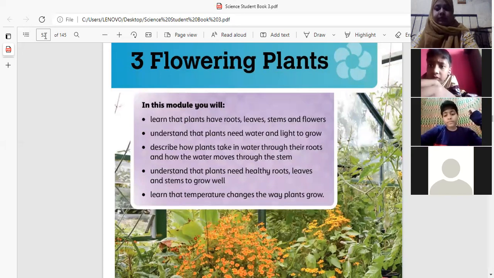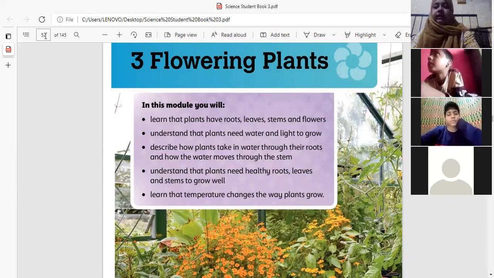Amatur, what is the function of leaves? Ma'am, it makes food for the plant. Very good. So what do the leaves do? They make food for the plant.